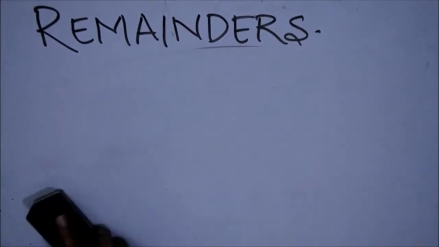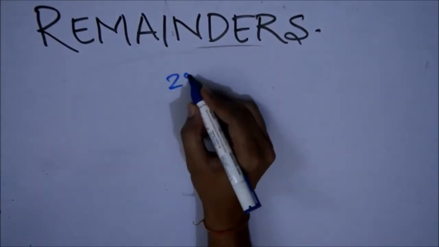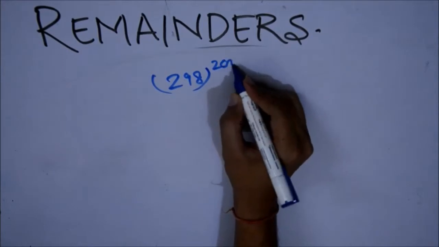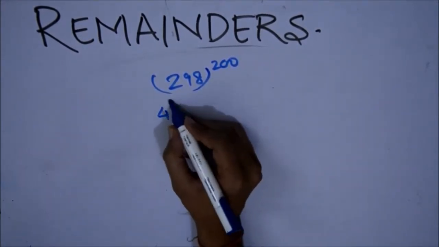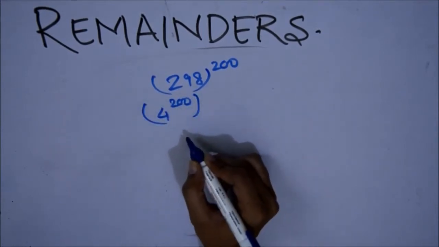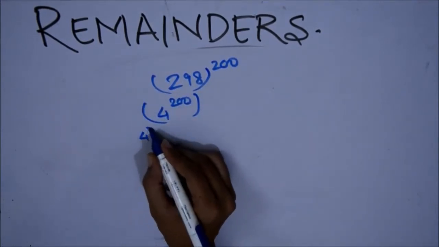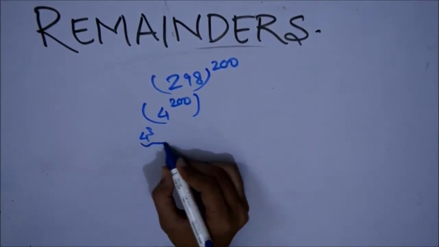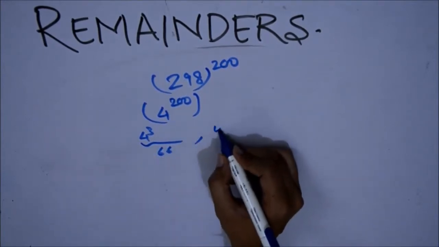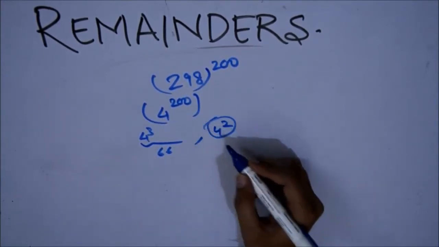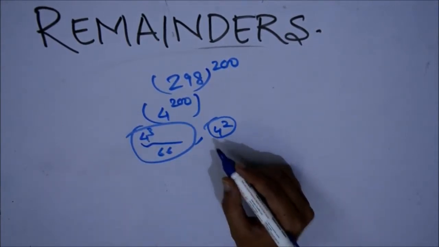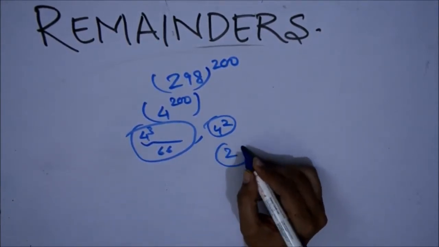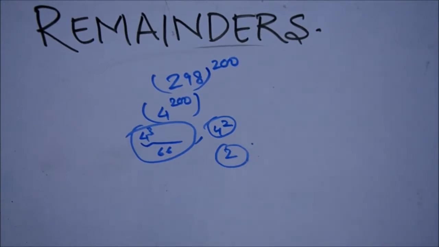Now in case the power goes up, say it is 298 to the power 200 when divided by 7, you carry out a similar approach. It will be 4 to the power 200 when divided by 7. This you can write as 4 cube 66 times, and then 4 square. Since 4 cube gives a remainder of 1, only the remainder of 4 square when divided by 7 matters, which is 2. So the answer is 2, right?